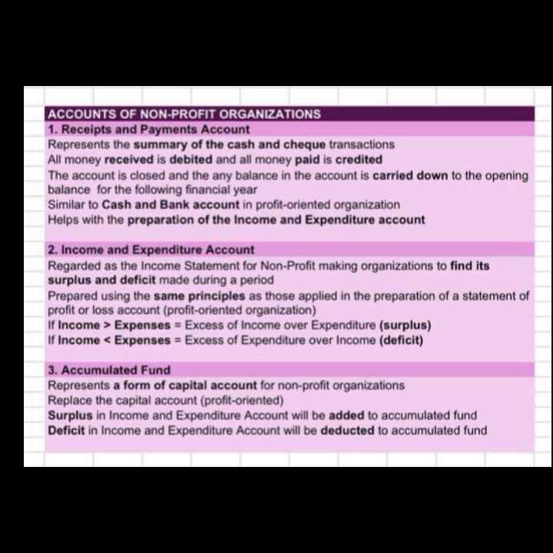Accumulated fund. It represents a form of capital account for non-profit organizations. A profit-oriented organization would have capital accounts. However, a non-profit organization replaces the capital account with the accumulated fund. The surplus in the income and expenditure account will be added to the accumulated fund, whereas a deficit will be deducted from the accumulated fund.